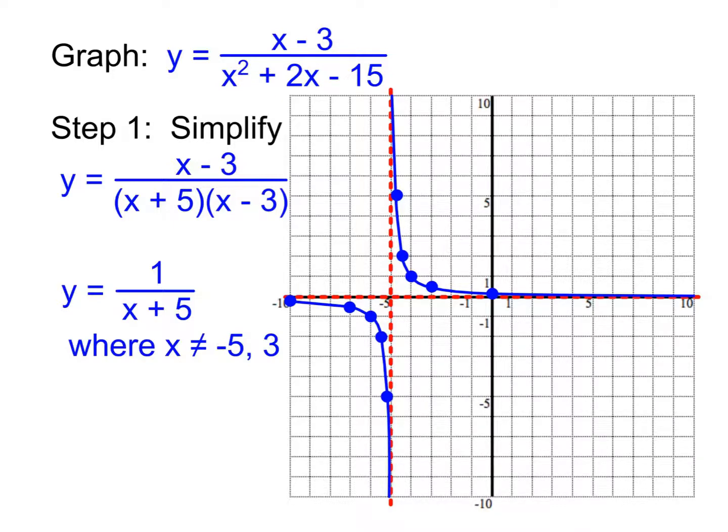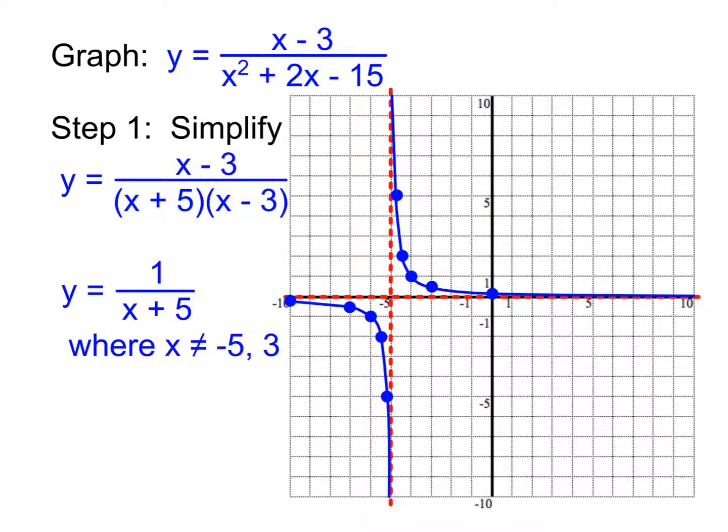Now for this graph, you'll notice that it is the same parent function of y equals 1 over x with a transformation of being shifted left 5. But there's one other thing that we have to account for here. There is one change that we have to make because we started with this whole thing at the start instead of just starting with this. It actually comes down to the restrictions that we identified.